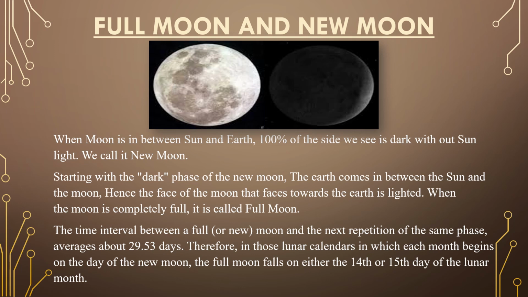The time interval between a full or new moon and the next repetition of the same phase, that means from one full moon to another full moon, is on average about 29.53 days, meaning 29 to 30 days. Therefore, in those lunar calendars in which each month begins on the day of the new moon, the full moon falls on either the 14th or 15th day of the lunar month.